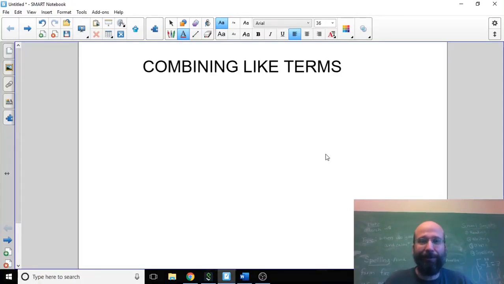Welcome back. Today we're going to be talking about combining like terms. One of the easier things that you're going to learn in my math class is combining like terms.